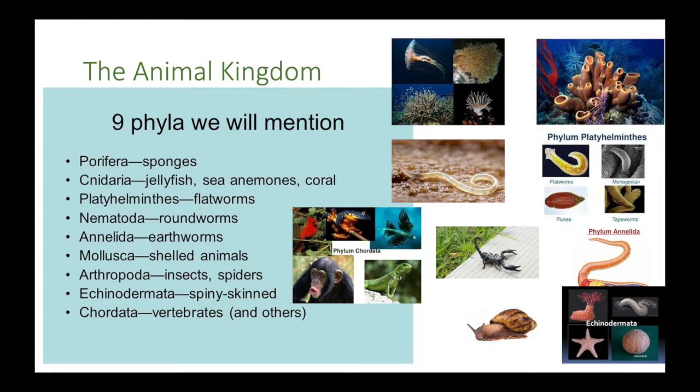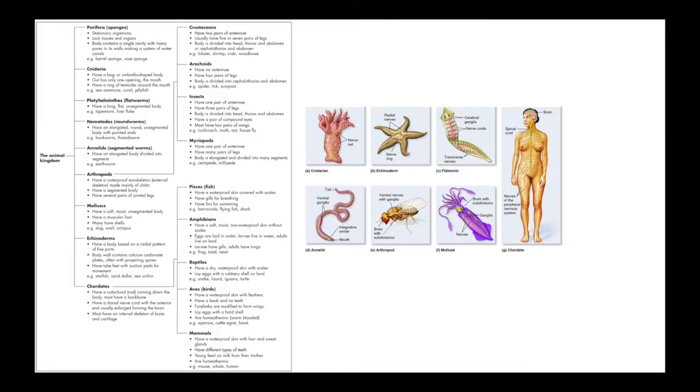And then finally we have chordates, which is the phyla that humans belong to. So these have a notochord or rod running down the body. Most have a backbone. They have a dorsal nerve cord with the anterior or front end usually enlarged, forming the brain. They also have an internal skeleton of bones and cartilage. So here we can see a full layout of the entire animal kingdom. And let us focus a bit more on the chordates, since that is the phyla that we belong to. We're going to see that this divides into Pisces or fish, amphibians. It also includes reptiles, birds, and of course mammals.